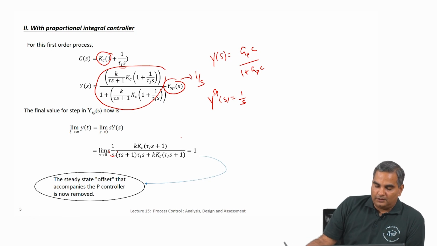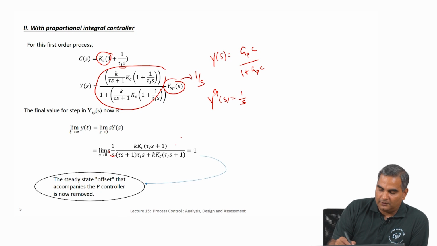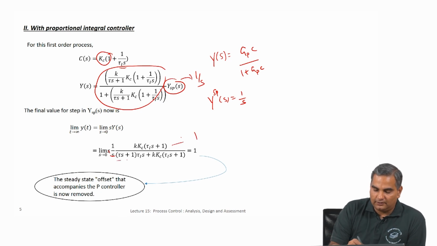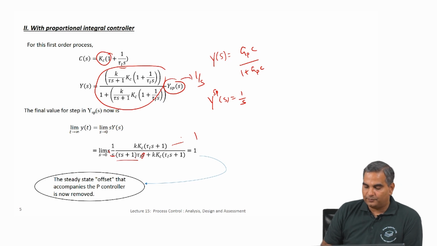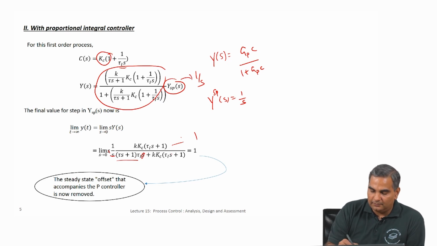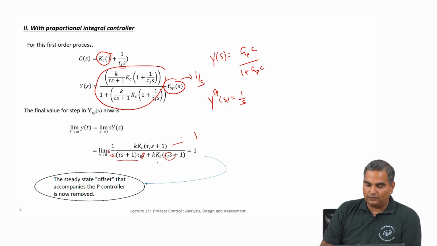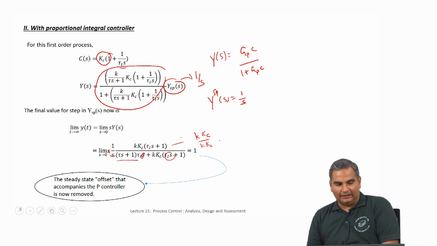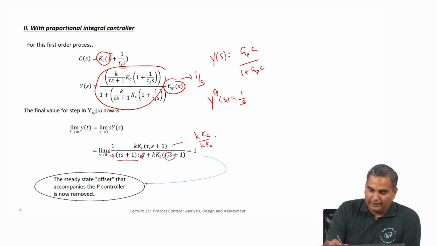Now, let us substitute s equal to 0. When you substitute s equal to 0, the top term will just be 1, and in the denominator this term will vanish because s is 0, and the term inside this, where s is 0, is also going to vanish. Since this is 1, in the numerator I am left with k Kc, and in the denominator I am only left with k Kc. So, interestingly, I get 1.